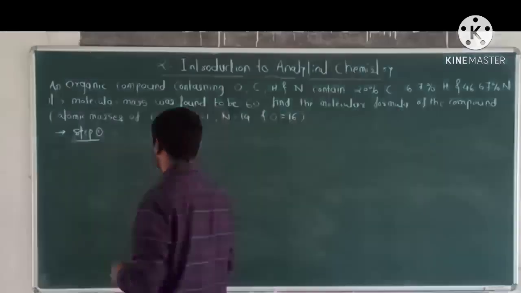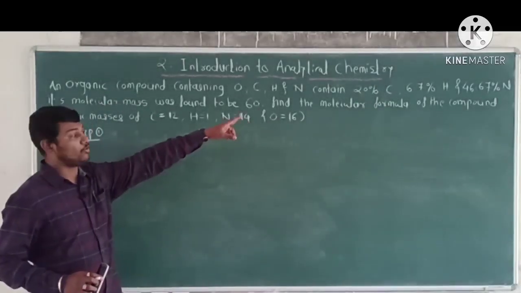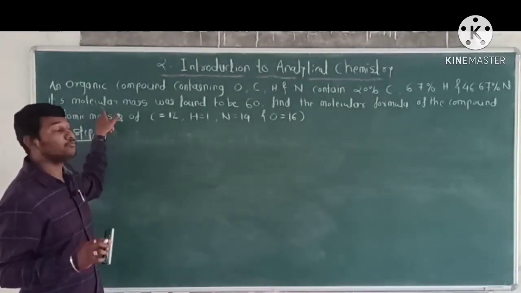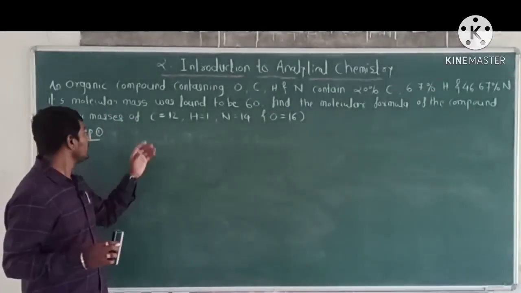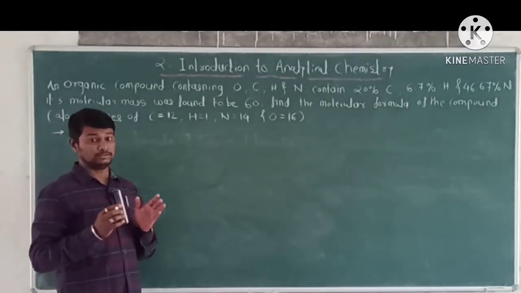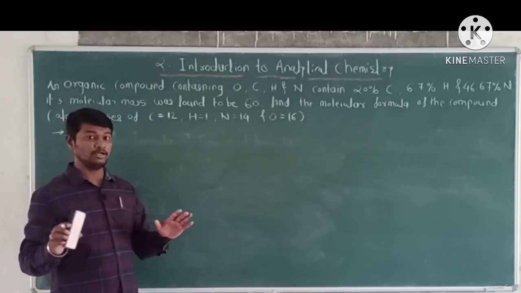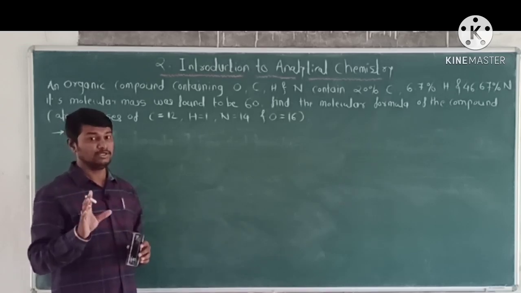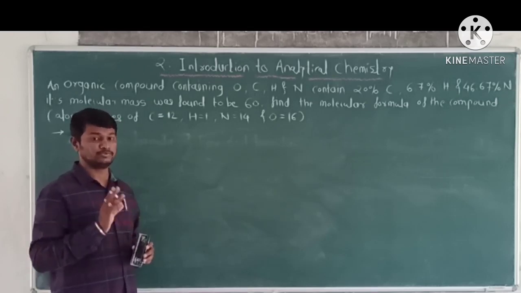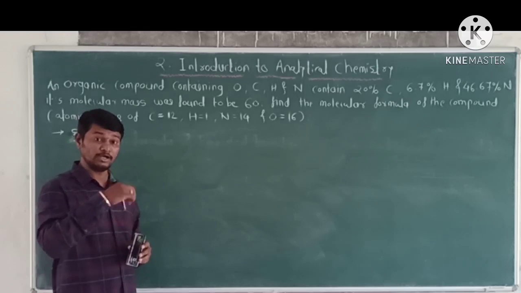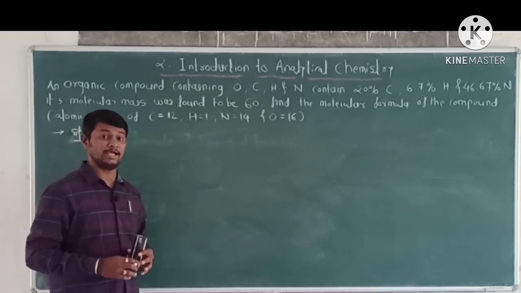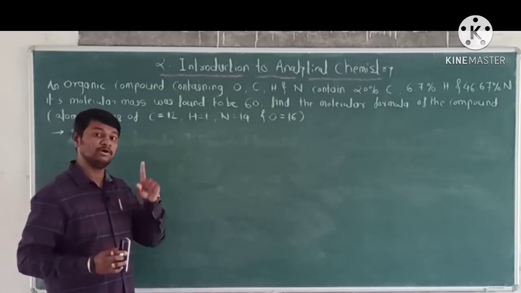Step first in the determination of a molecular formula from the empirical formula and the molar mass or molecular mass is to check whether the sum of percentage of all elements is equal to 100. If it is equal to 100, then oxygen is absent. If it is less than 100, then oxygen is present, and the remaining percentage is the percentage of oxygen.